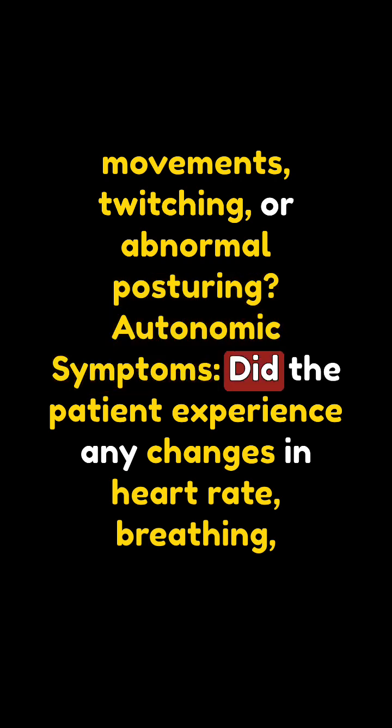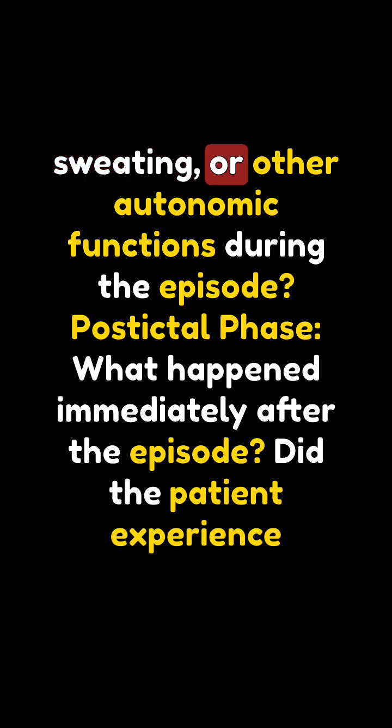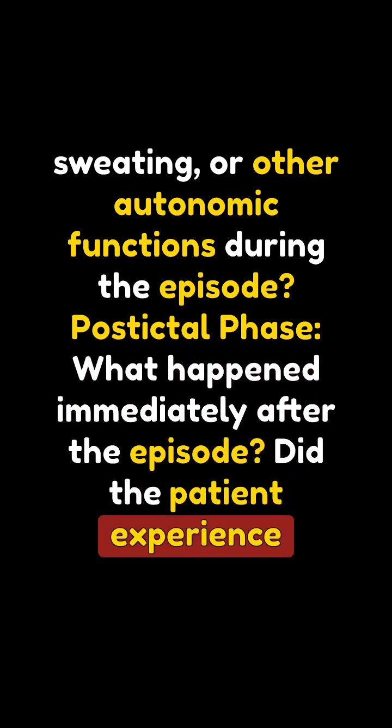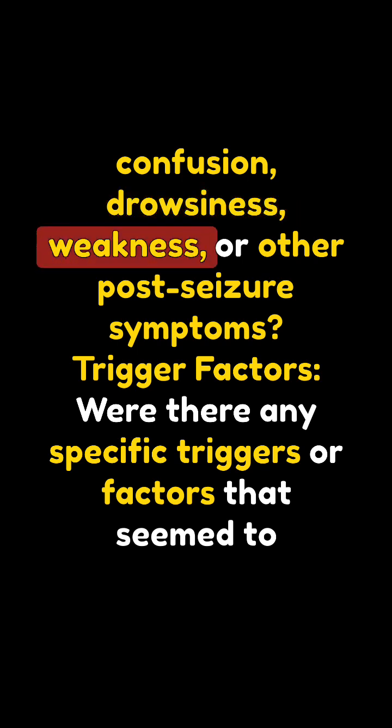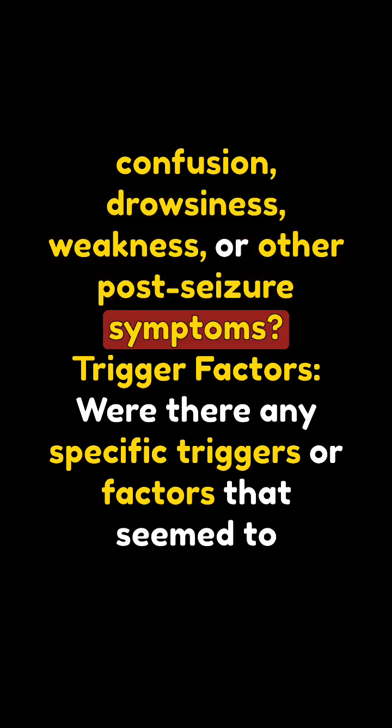Autonomic symptoms. Did the patient experience any changes in heart rate, breathing, sweating, or other autonomic functions during the episode? Postictal phase. What happened immediately after the episode? Did the patient experience confusion, drowsiness, weakness, or other post-seizure symptoms?